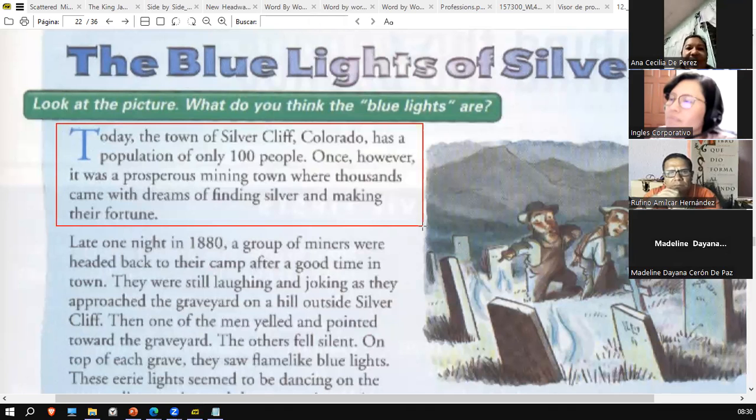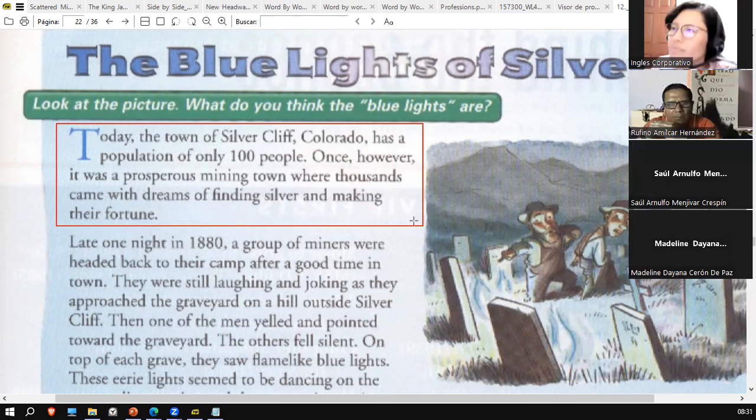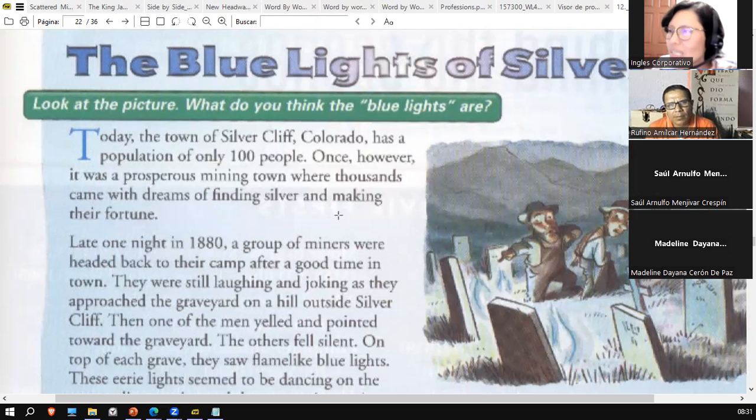Today, the town of Silver Cliff, Colorado, has a population of only 100 people. Once, however, it was a prosperous mining town where thousands came with dreams of finding silver and making their fortune. Very good. Okay. So here, only, right? Only and prosperous, right? Prosperous. Very good.